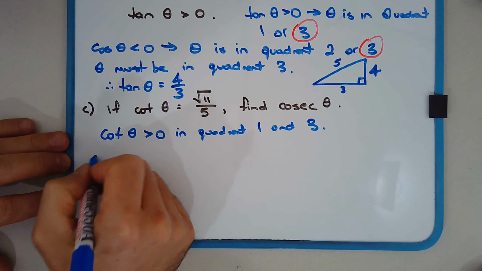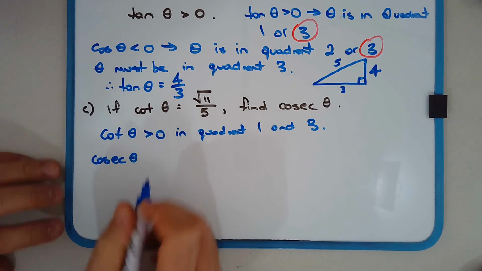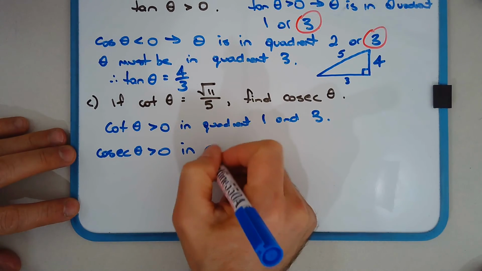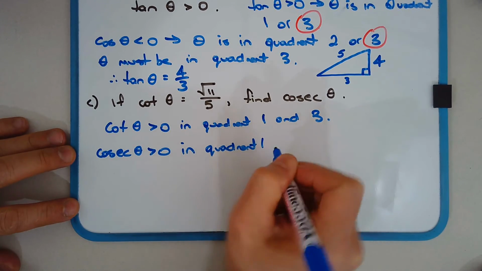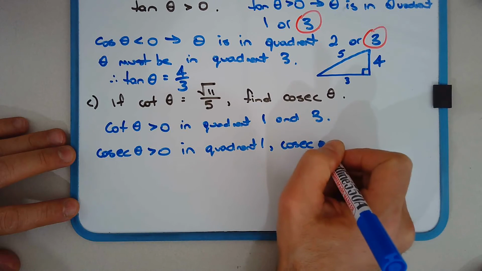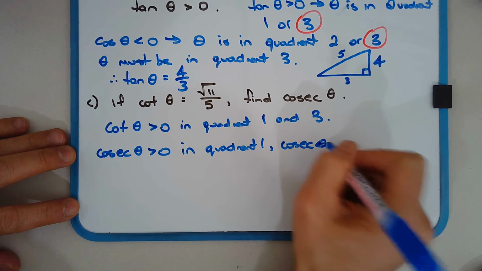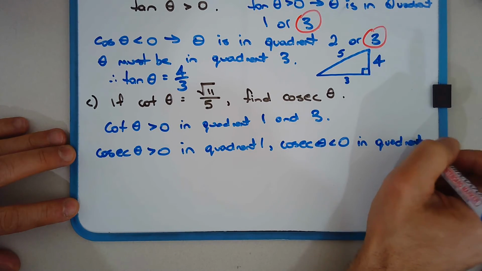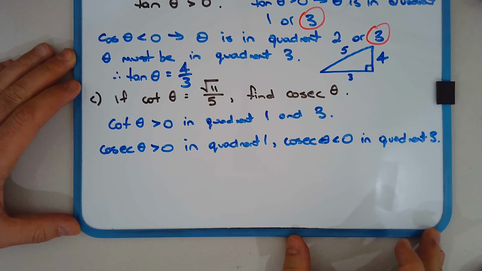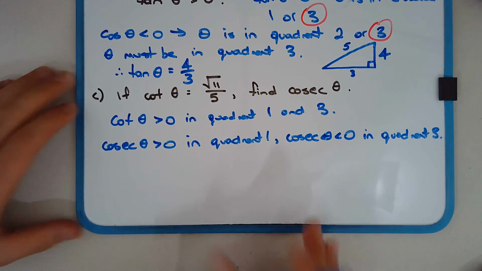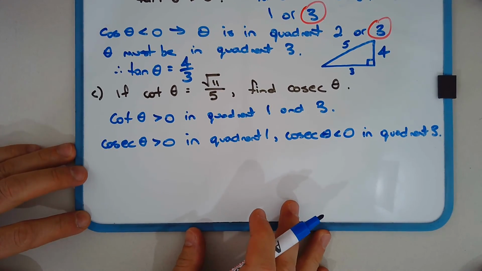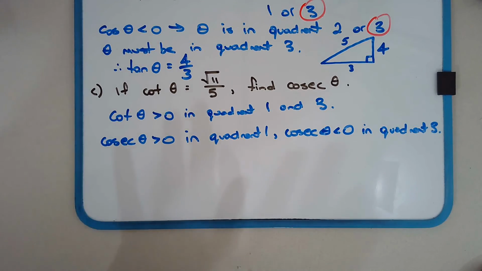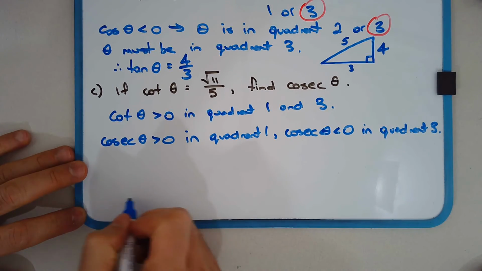So we also know that cosec theta is positive in quadrant 1, and cosec theta is negative in quadrant 3. We can draw our triangle again, and it always helps to visualize it with a right angle triangle. Again, this is where Pythagoras' theorem really comes in handy. This is where trigonometry meets Pythagoras' theorem, and they're used in tandem.